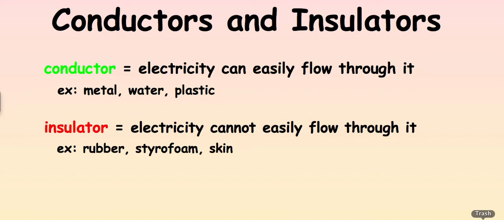Just like we learned in the heat transfer unit, some things act as conductors, some materials act as insulators. So materials can conduct and insulate heat, like we've talked about. Now we're going to talk about materials conducting or insulating electricity. So an electrical conductor is one that electricity can easily flow through.